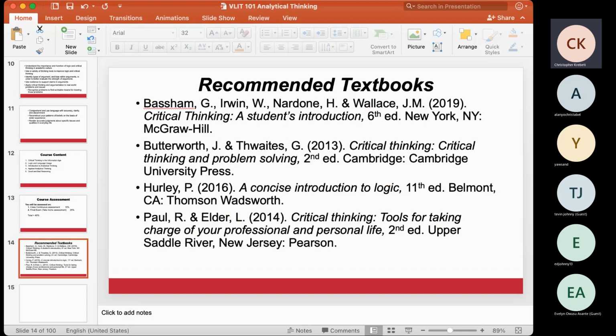So the texts I am using, that you can also get access to, either by purchasing or whatever, these are the texts that you need to make use of. So we have Critical Thinking: A Student's Introduction by Bassham, Irwin, and Nardone, the three of them, in fact, there are four. The four of them authored that book. And then we have Critical Thinking and Problem Solving by Butterworth and Thwaites. They actually authored this book for the Cambridge A level.